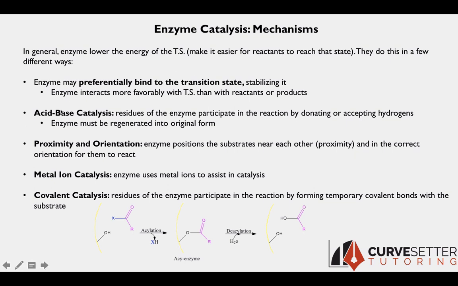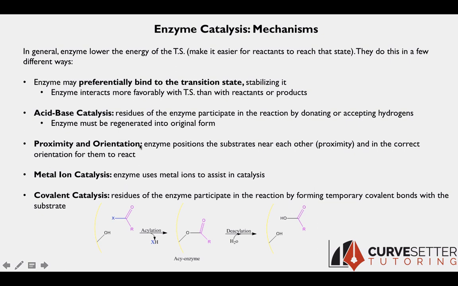Acid-base catalysis occurs when a residue of the enzyme is actually going to participate in the reaction it catalyzes by donating or accepting hydrogens from the substrate. And we know that enzymes must be regenerated into their original form after the reaction. So if one of the residues donates a proton, it has to receive that proton back at the end of the reaction that it catalyzes, because it has to come out unchanged.